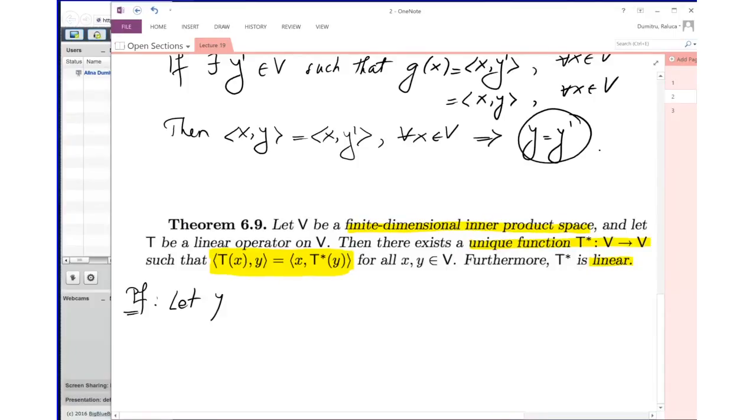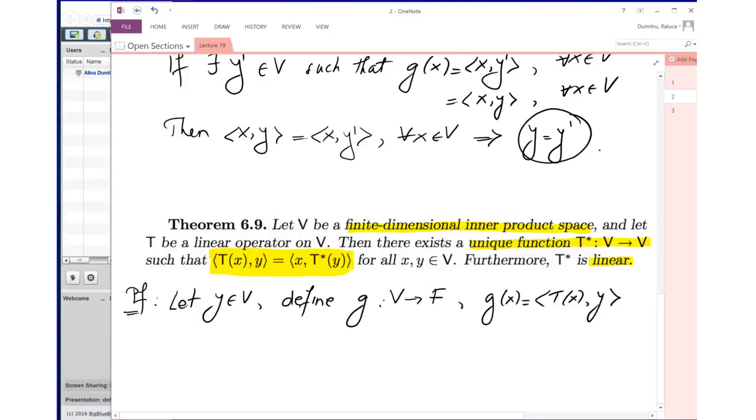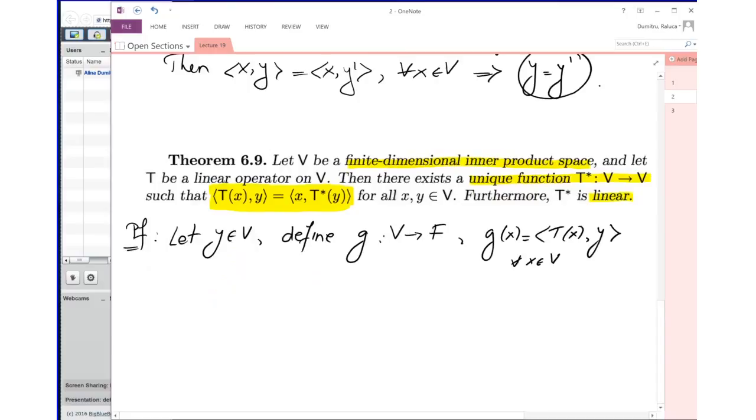So let y be an element of V. Define G from V to F. I want to connect it to the previous result. By G of x equals the inner product between T of x and y. Okay, so I have this map from V to F, but I want it to be a linear transformation in order for the previous result to apply.